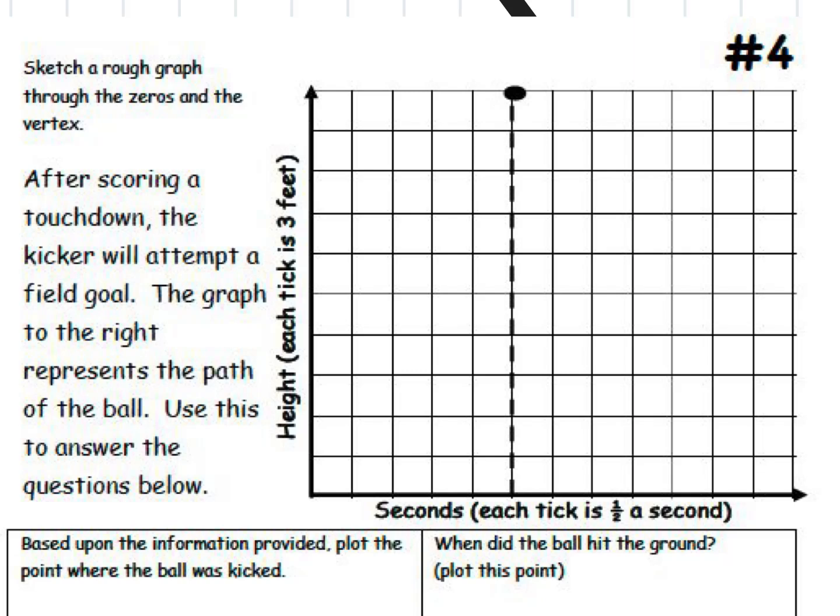All right, as we look at graph number 4, I've taken some things away from you. The first thing I want you to notice is the labels on the graph. A lot of the time, our graph is just counting by ones. This is specifically telling us that we are not counting by 1. We're counting by halves on the x and 3 on the y. So I've got a situation here, and we're going to sketch a rough graph through the zeros and the vertex.